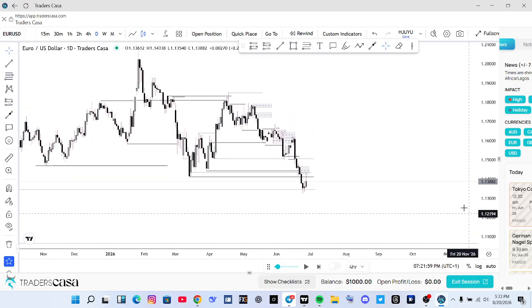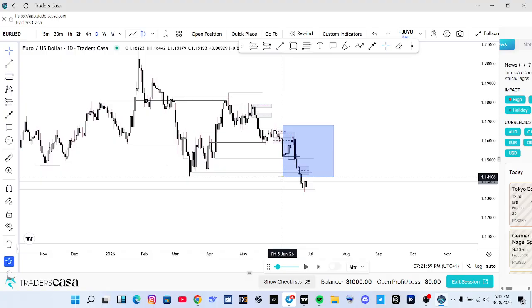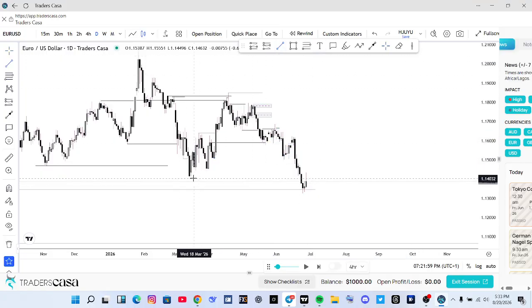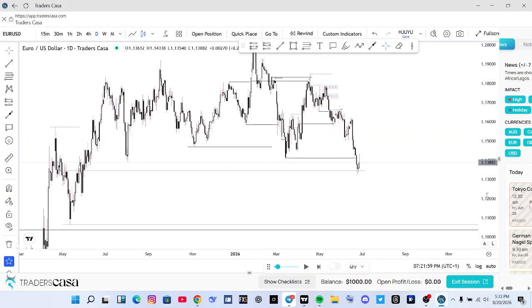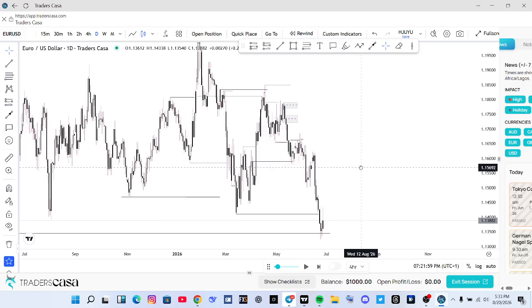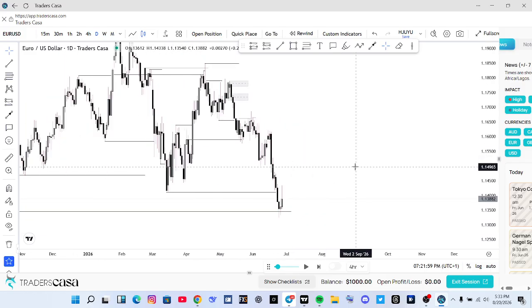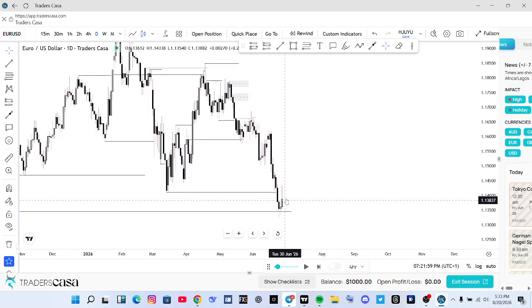Now let's remove all this. There's a possibility that price would want to start a retracement from here, or price will want to dump from here.